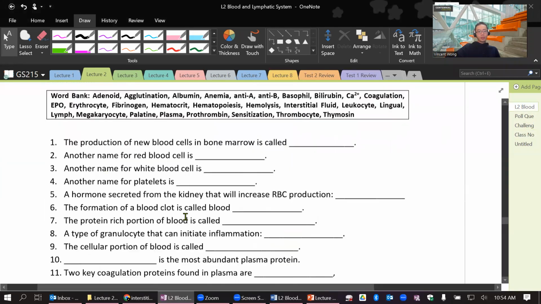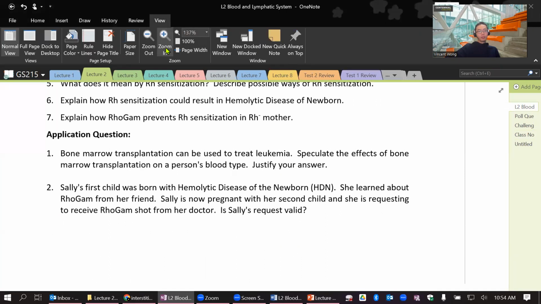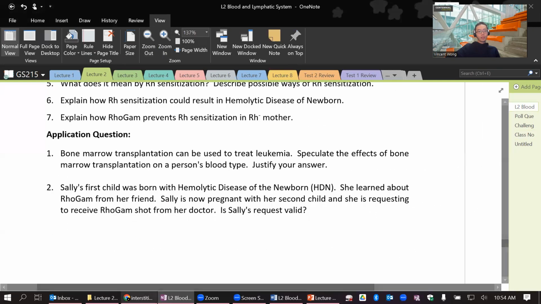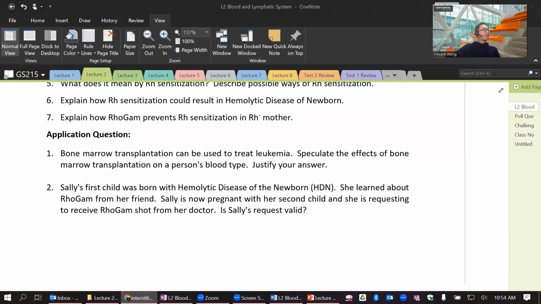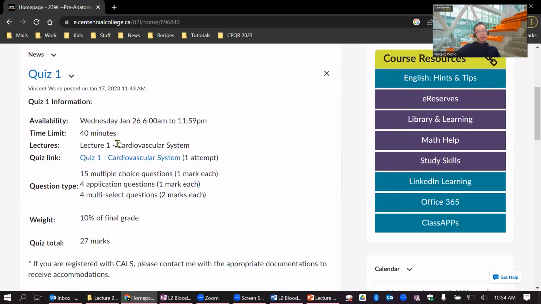I will post the answers for lecture 2 for you to look at, but I just want to talk briefly about the application questions. Oh, by the way, before I forget, I posted some information on eCentennial regarding our first quiz. Let me pull that up in case you missed it. Quiz 1 will happen next Wednesday, available from 6 to midnight. It's 40 minutes and will only be on lecture 1.